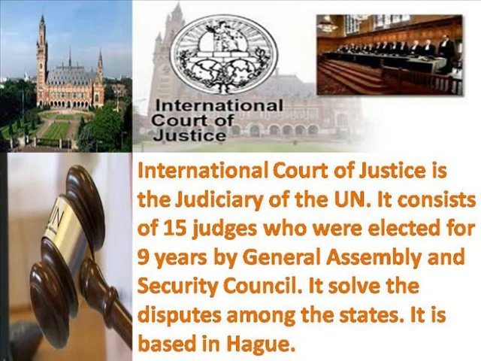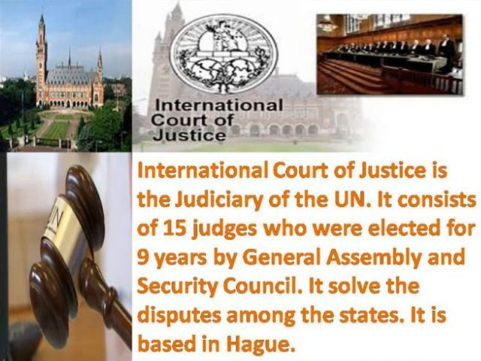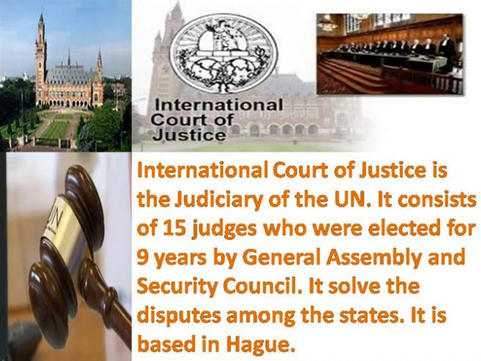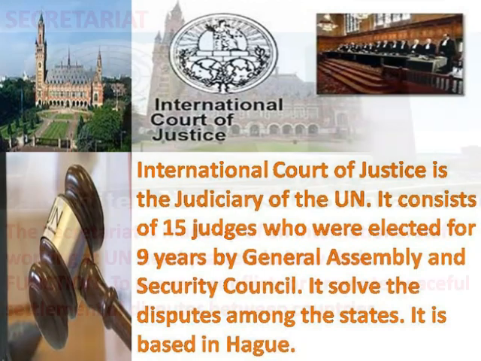Next organ of UN is International Court of Justice. International Court of Justice is the judiciary of the UN. It consists of 15 judges who are elected for 9 years by General Assembly and Security Council. It solves the disputes among the states. It is based in Hague.